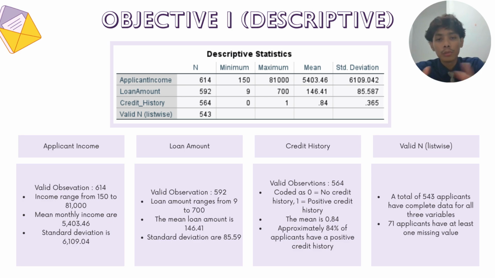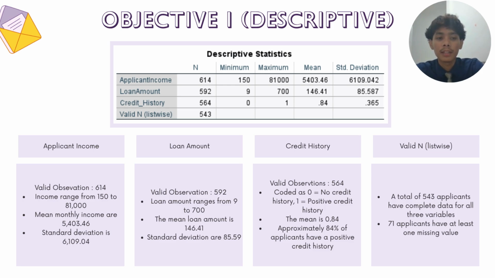This indicates that although the average loan requested is approximately 146, applicants request a wide range of loan amounts. Moving on to credit history, there are 564 valid observations for credit history. The variable is coded as 0, which means no credit history, and 1, which means positive credit history. The mean value is 0.84, indicating that approximately 84% of applicants have a positive credit history. The standard deviation of 0.365 shows relatively little variation because this is a binary variable.